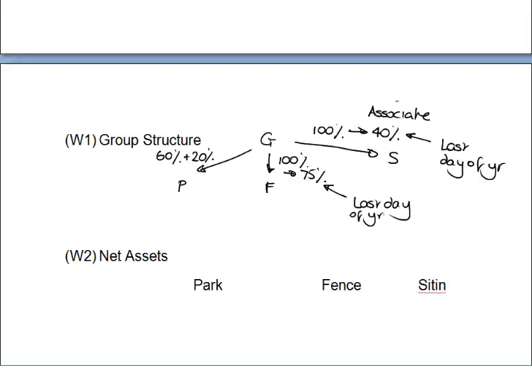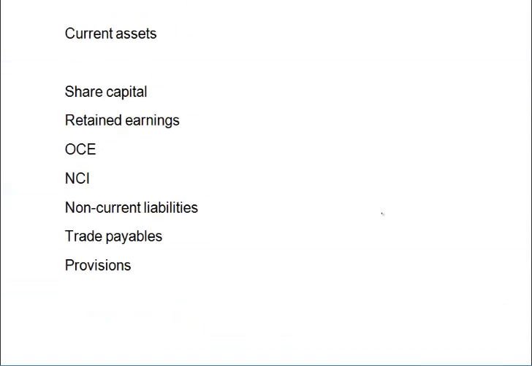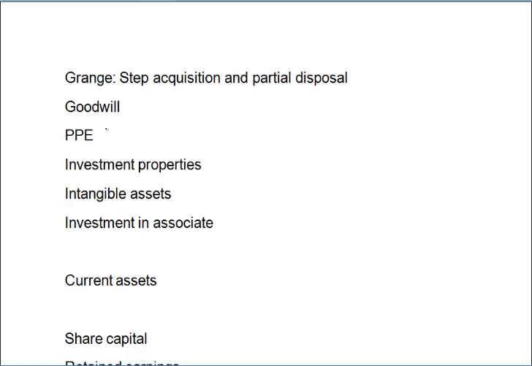So what I'm now going to do, I'm going to work my way through the question line by line. So the first thing that we have is PPE, and all I'm going to do is add together all of the assets of the group companies, being Grange, Fence and Park, because we've got control over those. I'm not going to consolidate Sitin, and the reason why is because it is an associate at the end of the year.